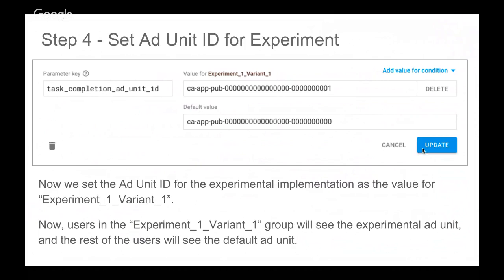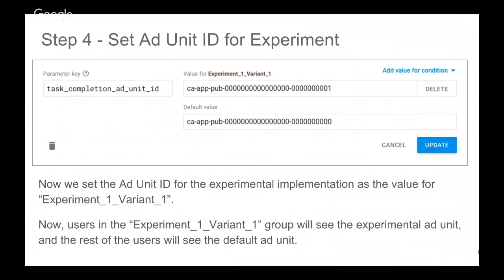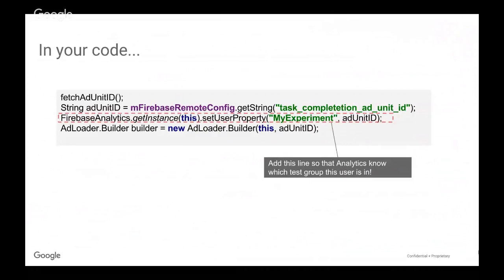Before you push this live, you need a little change in your code. It's really easy, as I will show you in the next slide. It's just a few lines. Instead of using a static ad unit ID, you just fetch it from the server side through the Firebase remote config API, get string. Since we named this parameter task completion ad unit ID, we just use that name. And then we're good to go.